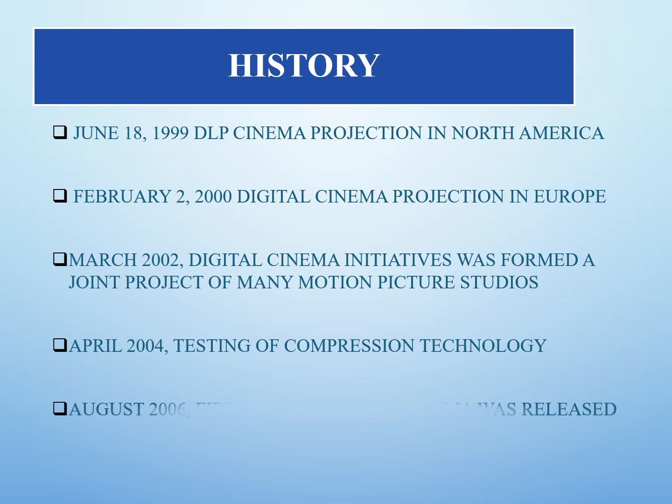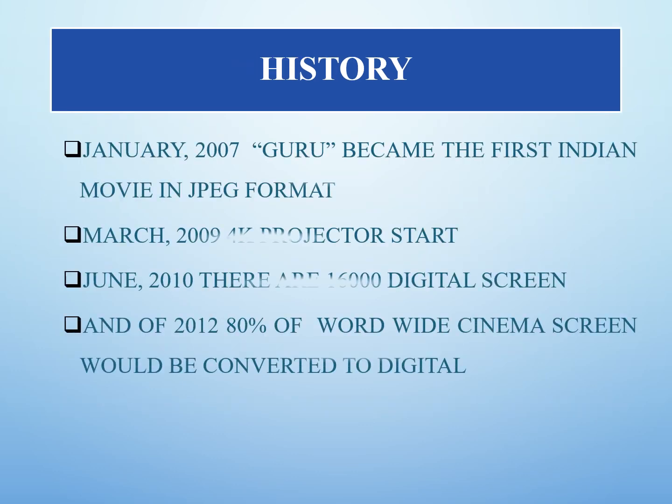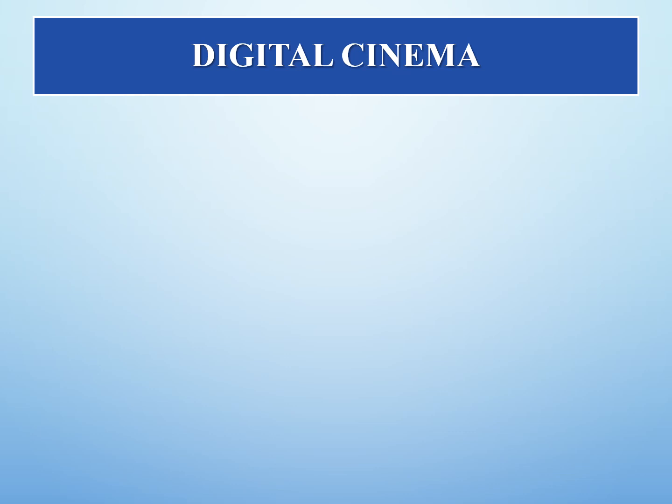In August 2006, the first Indian digital cinema was released. And in January 2007, Guru became the first Indian movie in JPEG format. Then in March 2009, the 4K projector was started. In June 2010, there were totally 16,000 digital screens. And in 2012, 80% of worldwide cinema screens would be converted to digital.